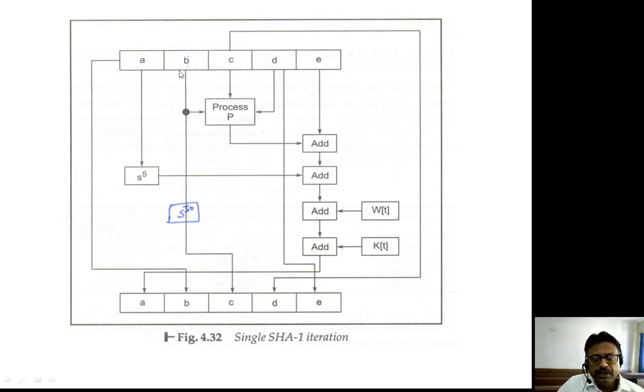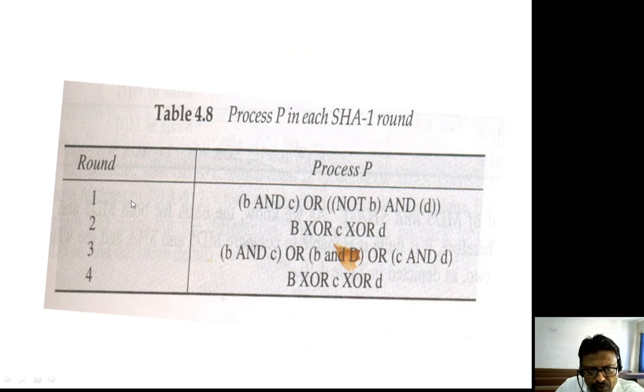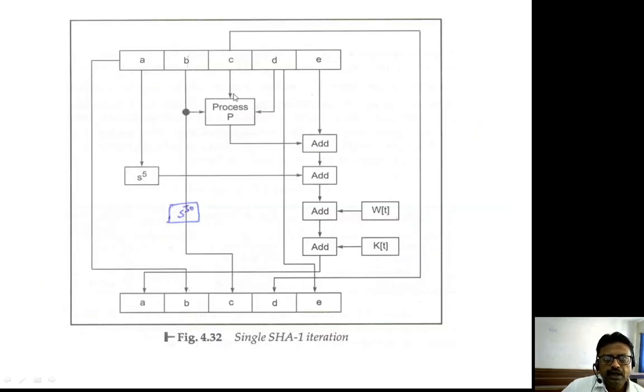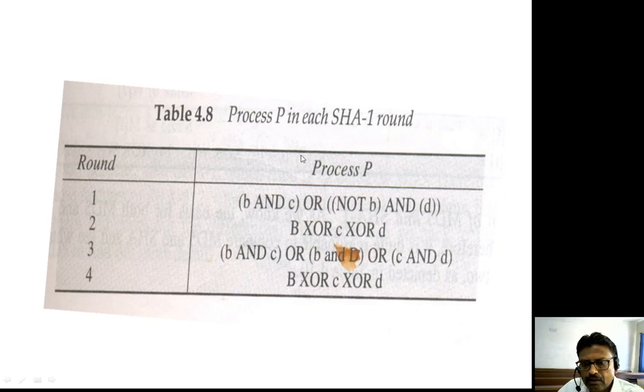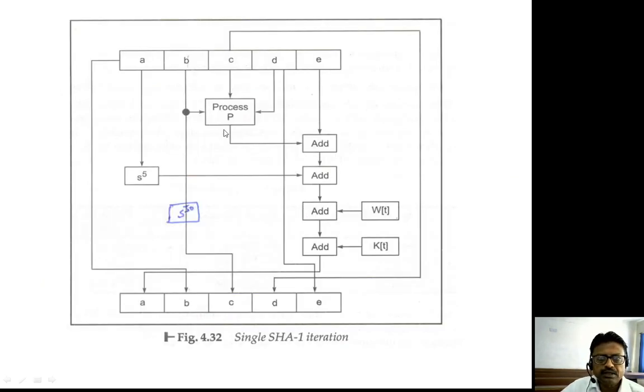First of all, we apply the process P on B, C and D. Suppose it is round number 1. We apply this process, and it involves only B, C and D. Whatever the values of B, C and D are, we apply operations such as AND, NOT, AND, OR, and whatever the result is, we get it in the form of 32 bits. Now the result of this process is added with the value of E.